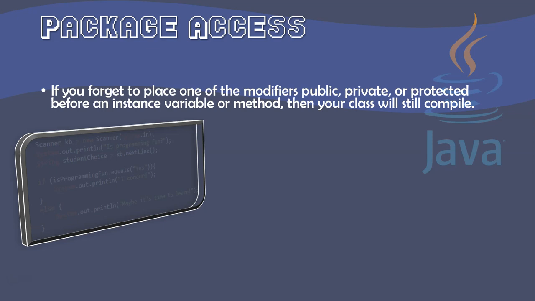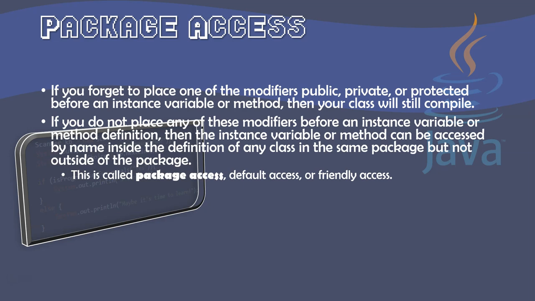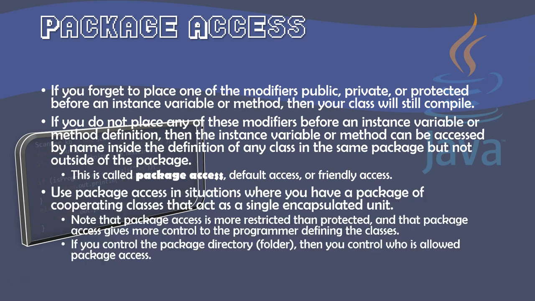Why is that? Why is your program still going to compile? Well, if you don't place any of the modifiers before an instance variable or a method definition, then that instance variable or the method can still be accessed outside the definition of any class in that package, but not outside of the package. This is what we call package access, or it's sometimes called default access, or even friendly access. These are, of course, different names for the same thing. We're going to use the term package access because it's going to make sense as we start looking at this.